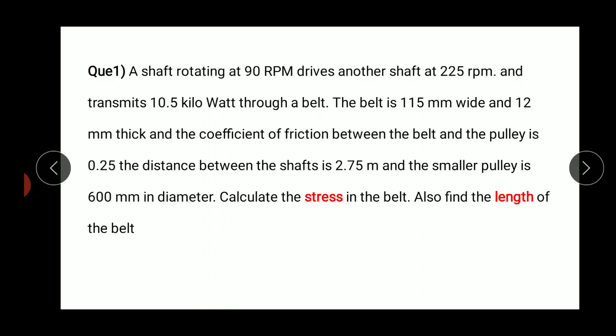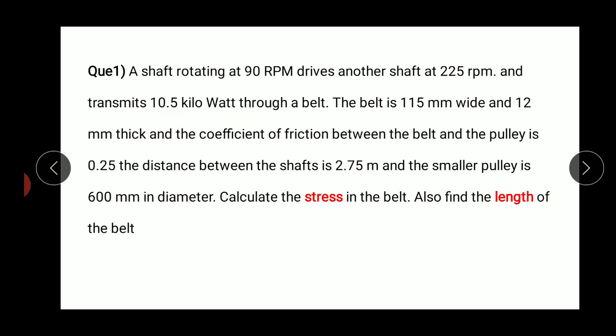So a shaft is rotating at 90 rpm drives another shaft at 225 rpm. Here you can observe 90 rpm is the speed of driving shaft, whereas 225 rpm is the speed of driven shaft. So N1 and here 225 is N2, and transmits 10.5 kilowatt. So 10.5 kilowatt is the unit of power. So power is given as 10.5 kilowatt through a belt.